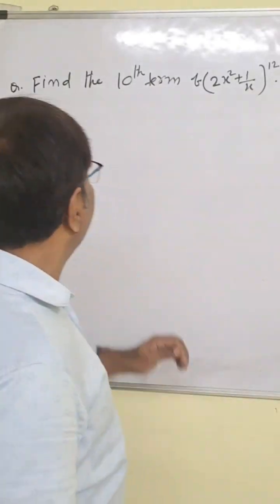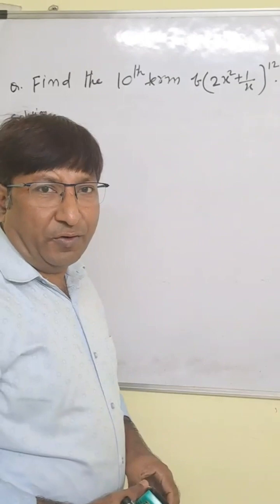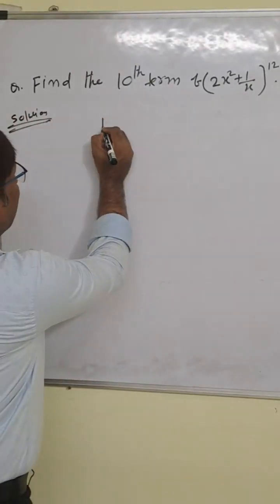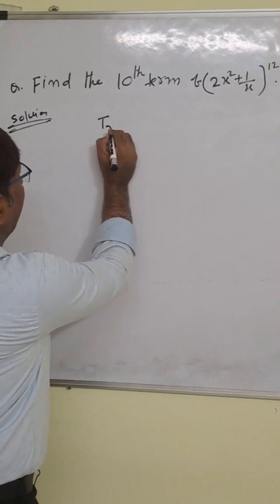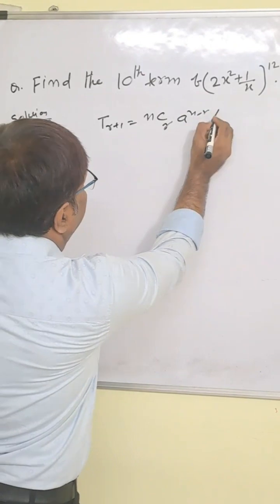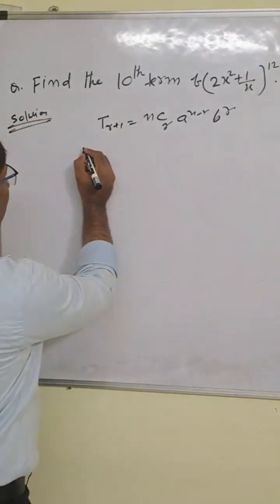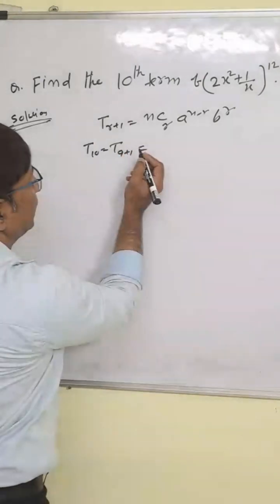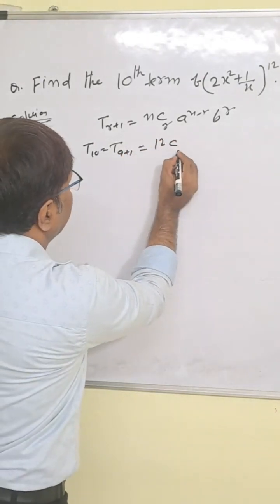Let us see the question. Find the 10th term of this function. So for this type of question, the simple technique is that we know t r plus 1 equal to ncr a power n minus r b power r. Here we have to find the 10th term, t10. So we will write t9 plus 1. So n is 12, so 12c9.